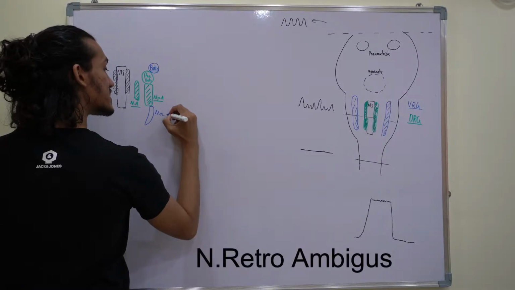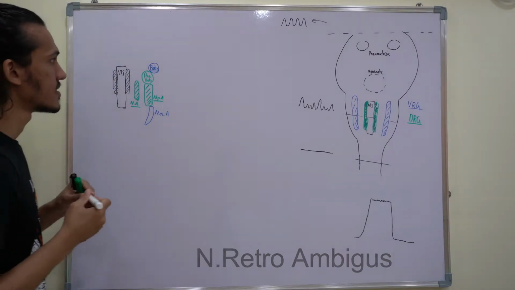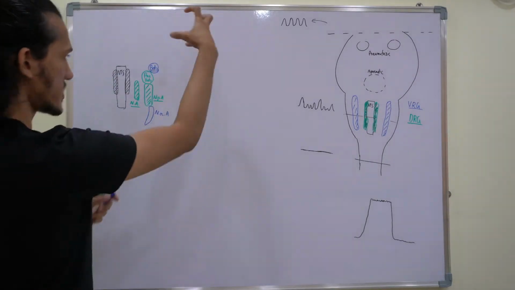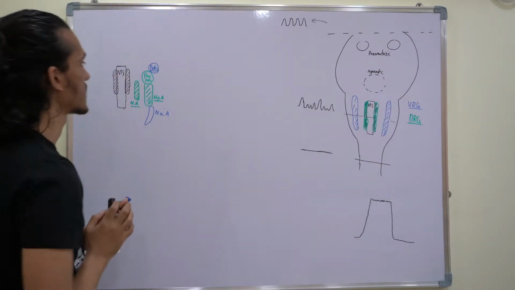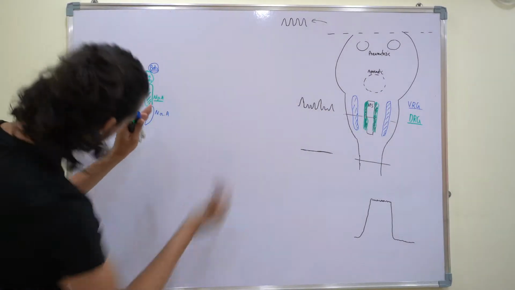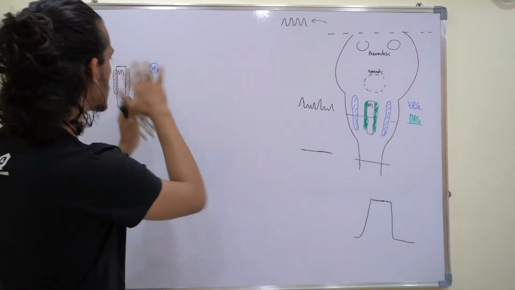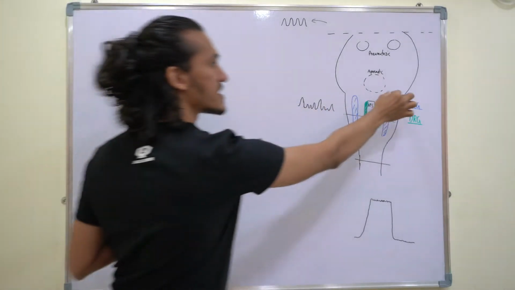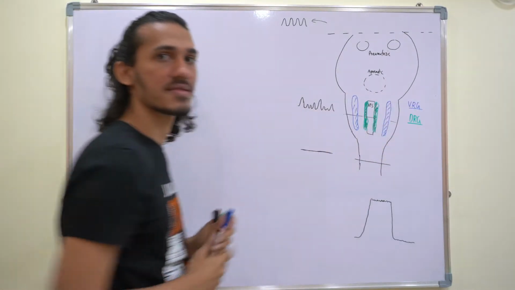Nucleus retroambiguous. So are the structures clear? We got the Botzinger complex, a pre-Botzinger complex. And then we got the nucleus ambiguous, nucleus paraambiguous, nucleus retroambiguous. This is your ventral respiratory group that I just mentioned, simply like this.